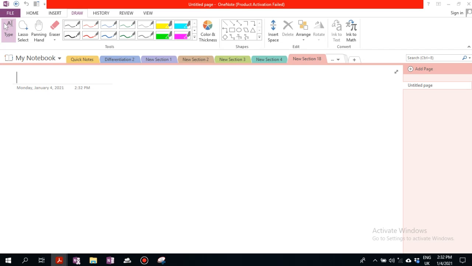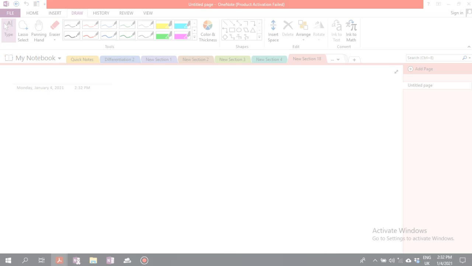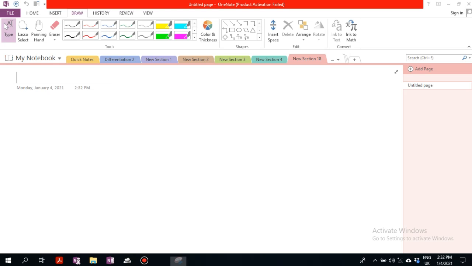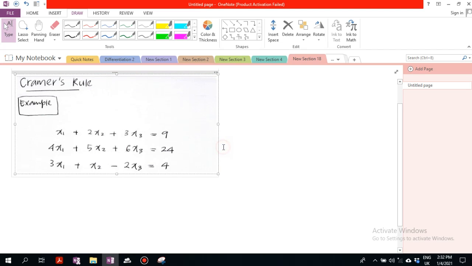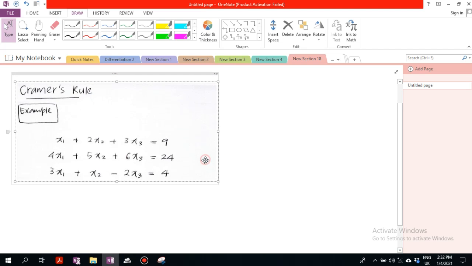Okay, next we will learn about another technique of matrix solution, which is using Cramer's rule. This is the example of Cramer's rule. For example, we want to find the solution of this matrix. So how to solve this one?